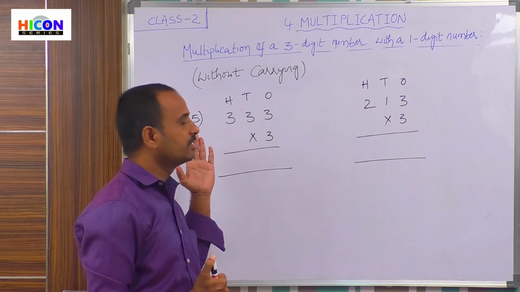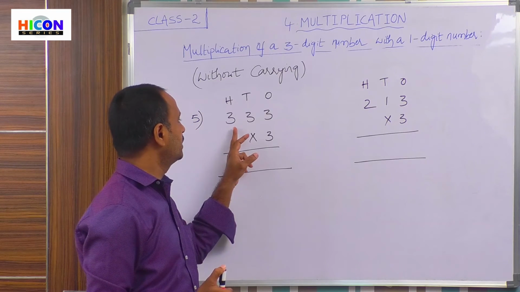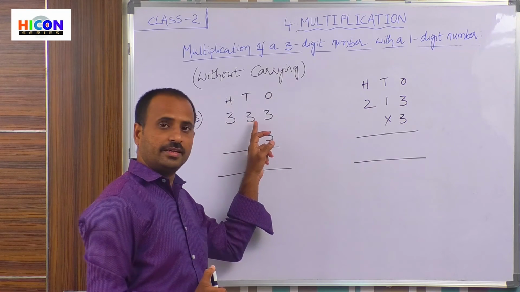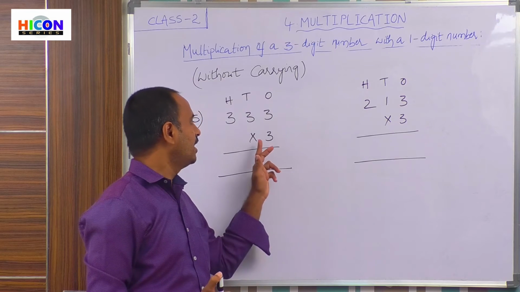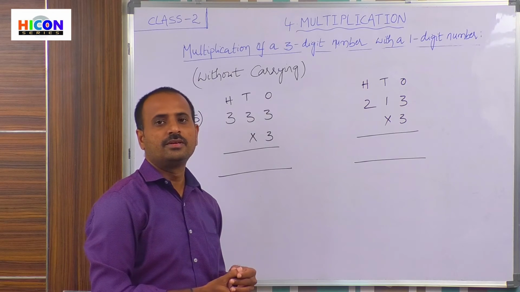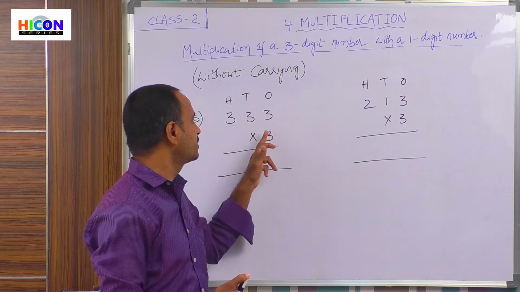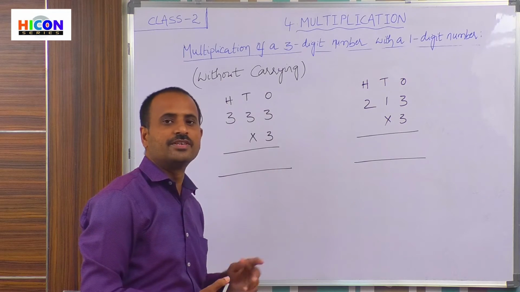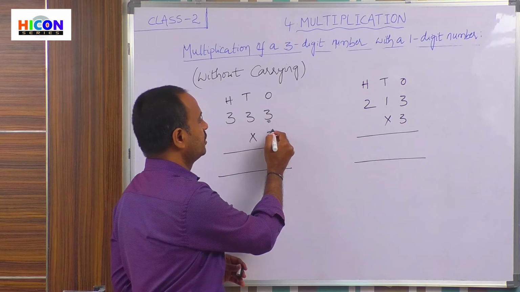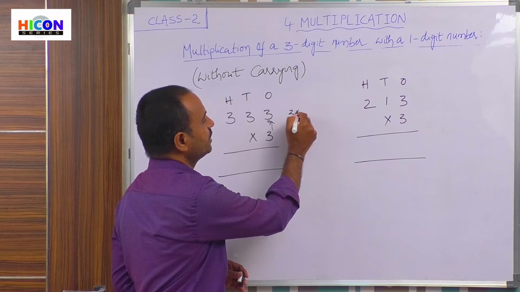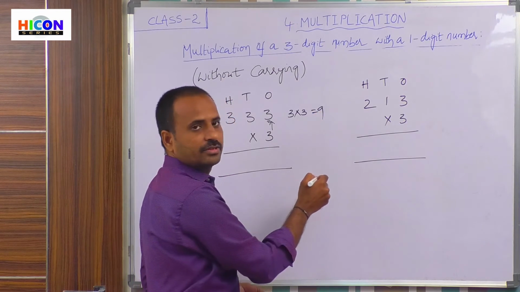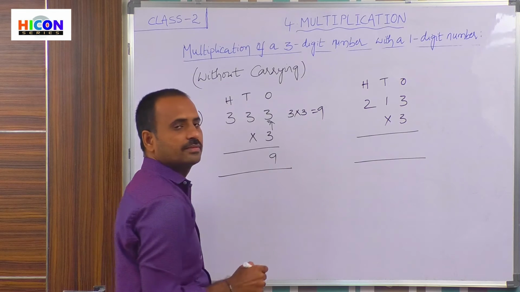What is the 5th problem here? We have to multiply 333 with 3. Here 333 is a 3-digit number and 3 is a 1-digit number. Start multiplication from ones place: multiply the digit present in ones place with 3 and write the answer under ones place. 3 is present in ones place, so multiply 3 with 3. Children, how much are 3 threes? 3 threes are 9. So write 9 under ones place.